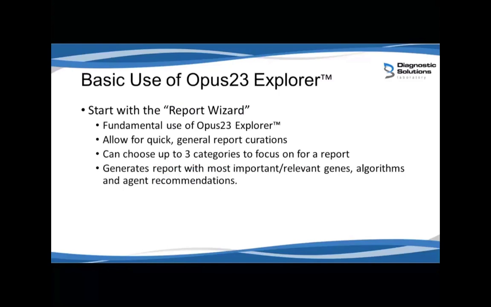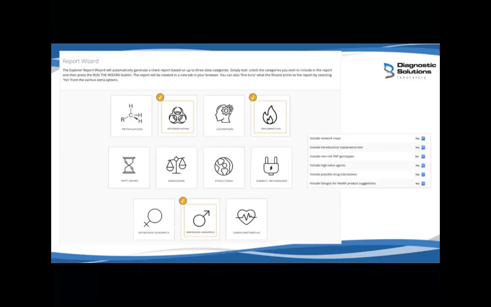And just to give a quick photo of what that actually looks like, and we'll see this during the live demo as well. In the report wizard, you can see all these different categories here. We have methylation, detoxification, cognition, inflammation. I won't read them all, but you see that some of them have been selected. For example, detox, inflammation, and then at the bottom, androgen genomics. What we're choosing right now is to create a report based on those 3 things.